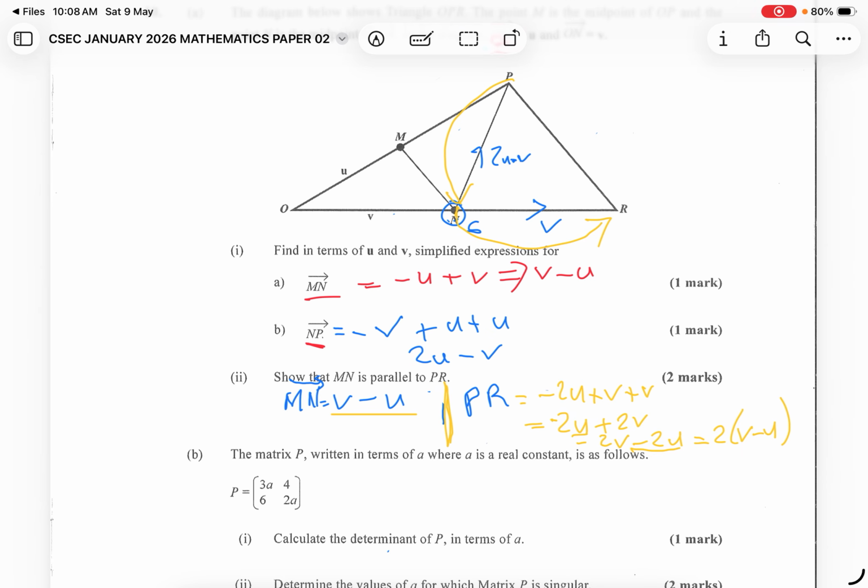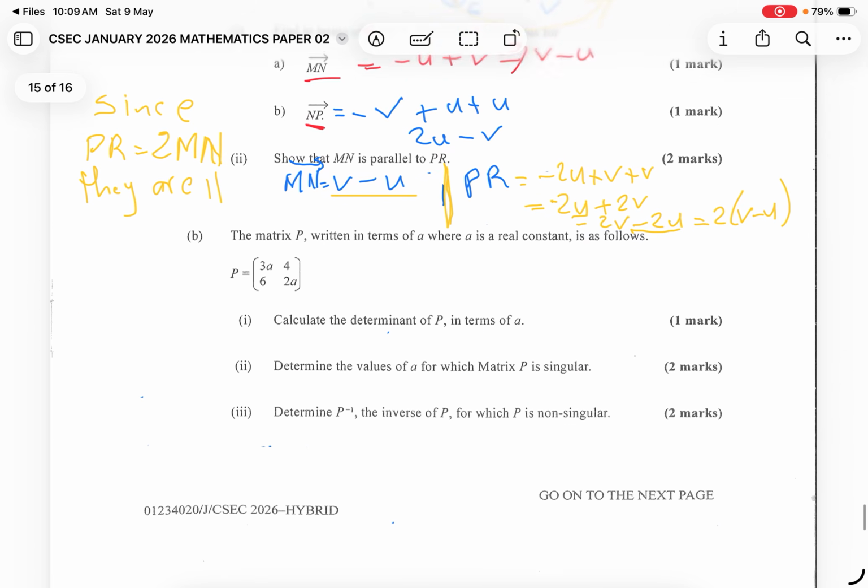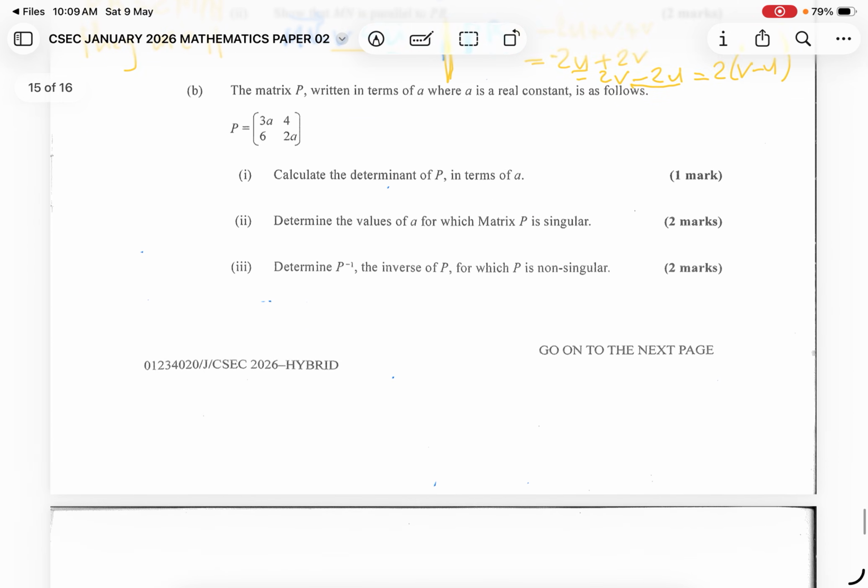So in comparison, since PR is actually 2 times the size of MN, I could write that down: PR is equal to 2MN. This is what makes them parallel. So I could say since PR is equal to 2MN, they are parallel. Awesome. We are getting there. I hope that you're tuned in and staying along with me because we can, we must, we will be passing the exam. All right?